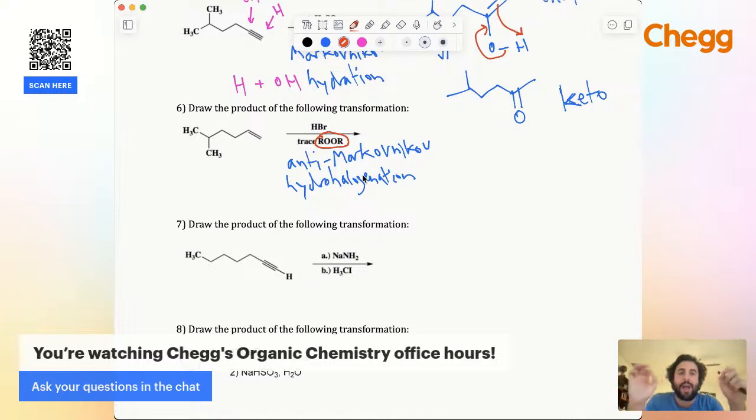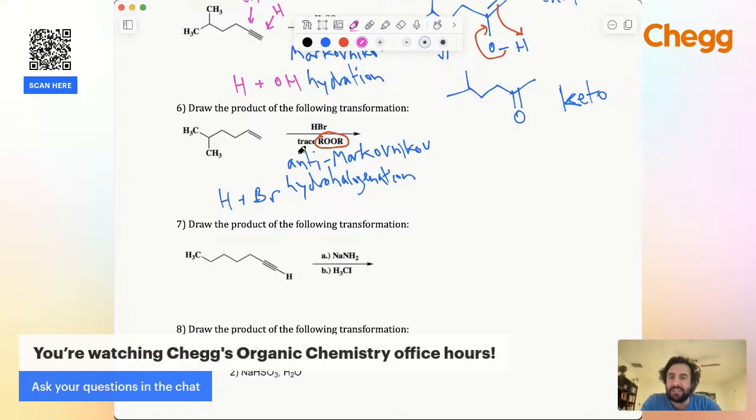So these are typically radical mechanisms. We're not going to go over the mechanism right now. Maybe another week we'll rigorously go over the mechanism. But what we need to know in this case is that all we're doing is drawing the product. It's a hydrohalogenation, which means if it's HBr, we're adding an H and we're adding a bromine. We're adding a hydrogen and we're adding a bromine.